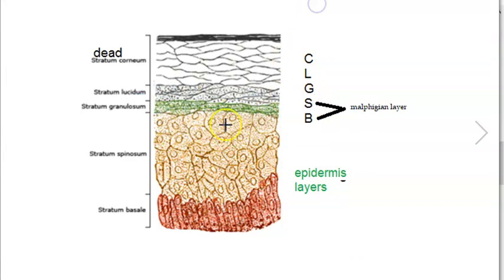And remember that in thick skin, this lucidum will be there. This lucidum is actually there in the thick skin, but in thin skin, because it's thin, you will not have this layer. They are saying that this layer is actually absent in thin skin. So, did you understand the layers? Stratum corneum, stratum lucidum, stratum granulosum, stratum spinosum, stratum basal. The spinosum and basal together are called the Malpighian layer. Lucidum is there in the thick skin, right? These are the layers of epidermis. This is the outside one, the corneum layer. They have marked it as actually dead.